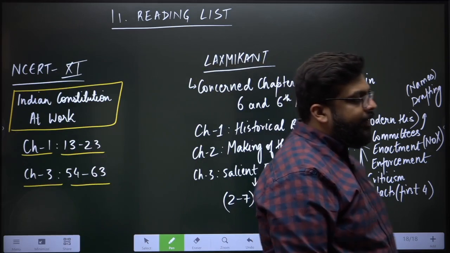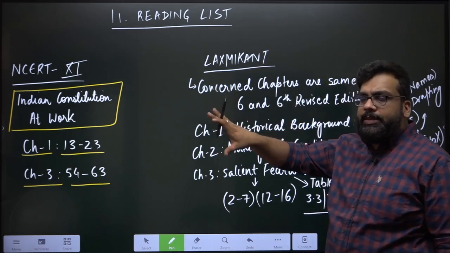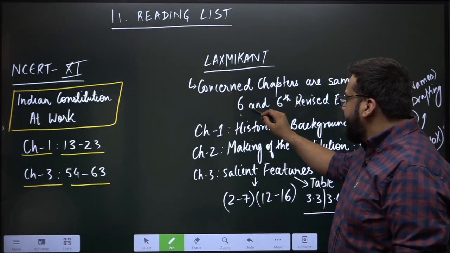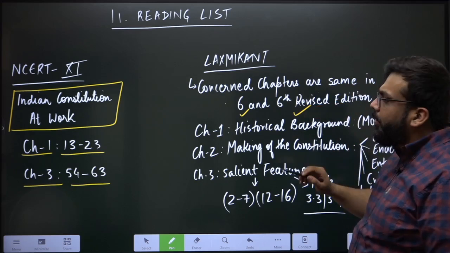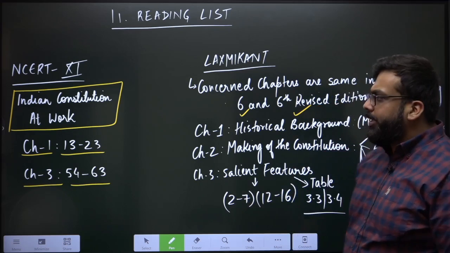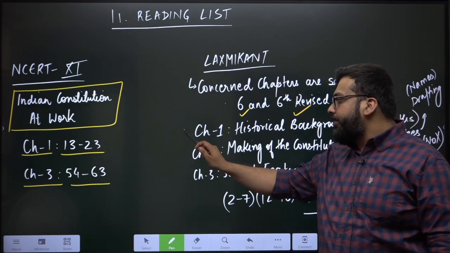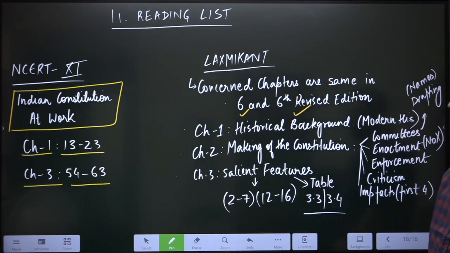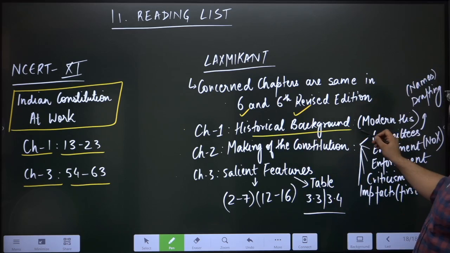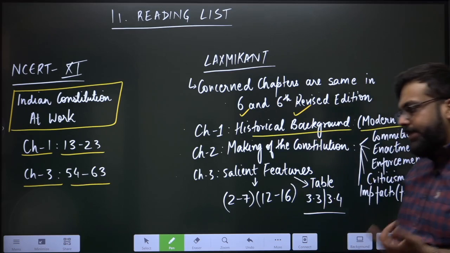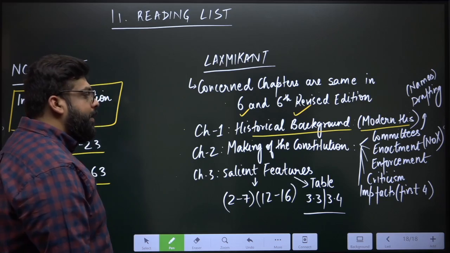If you are somebody who's referring to Lakshmikant, which is a good enough book, know that as far as these portions are concerned, the 6th and the 6th revised edition, which is basically the green book and the blue book, are exactly the same. There are no changes in the content. You're essentially supposed to go through 3 chapters, chapter 1, chapter 2 and chapter 3. The chapter 1 is historical background, which is also overlapping with modern history because it has your regulating acts and your charter acts. So do them together if you need to.